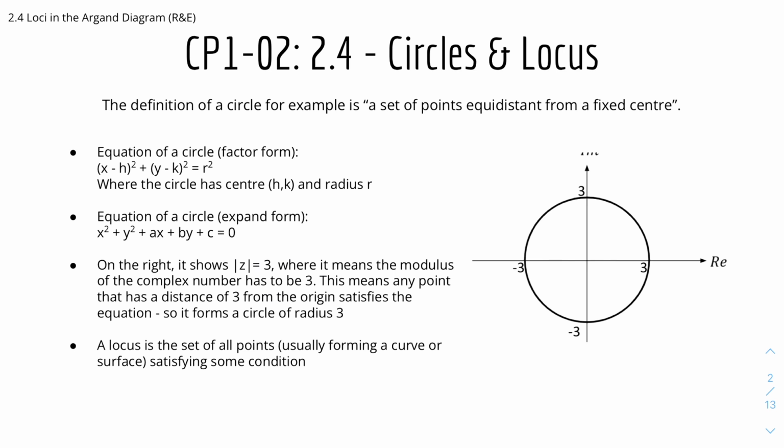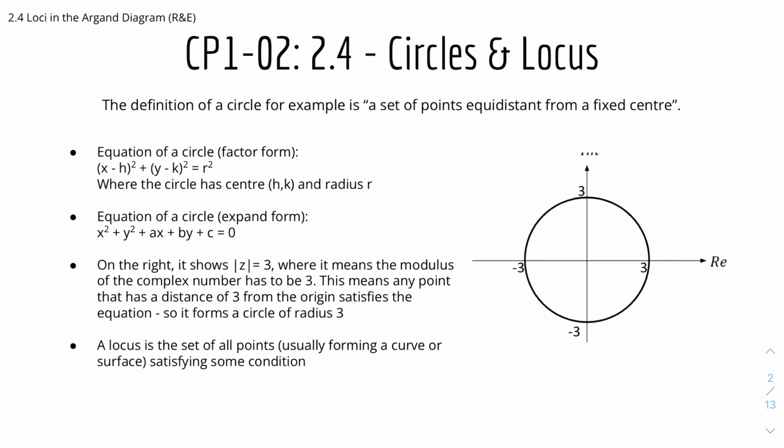And we're now into circles and locus. So the definition of a circle is a set of points equidistant from a fixed center, where equidistant basically means the same distance. The equation of a circle in factored form is (x minus h) squared plus (y minus k) squared equals r squared, where the circle has center (h, k) and radius r.